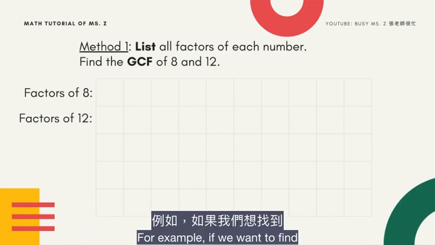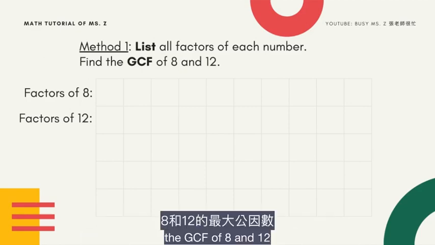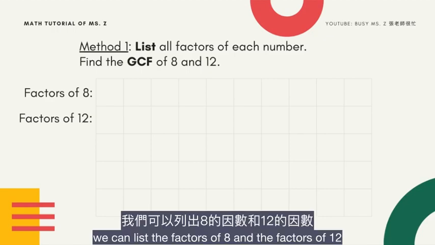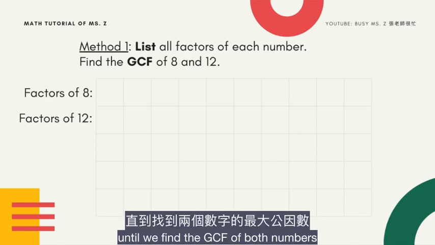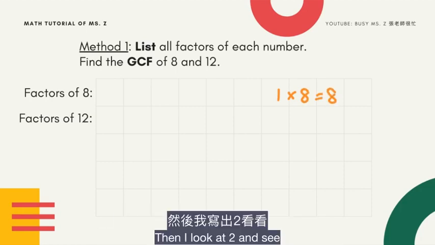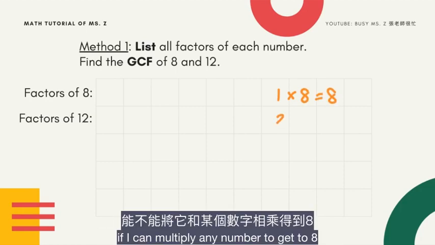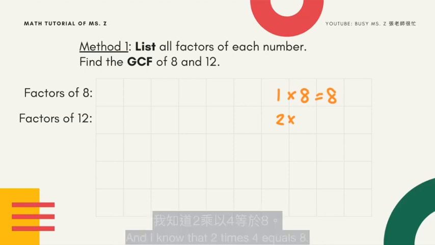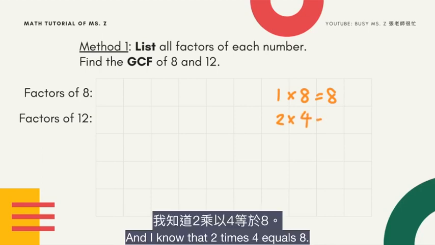So for example, if we want to find the GCF of 8 and 12, we can list the factors of 8 and the factors of 12 until we find the GCF of both numbers. So for 8, I know that I can multiply 1 by 8 to get 8. Then I look at 2 and see if I can multiply any number to get to 8, and I know that 2 times 4 equals 8.